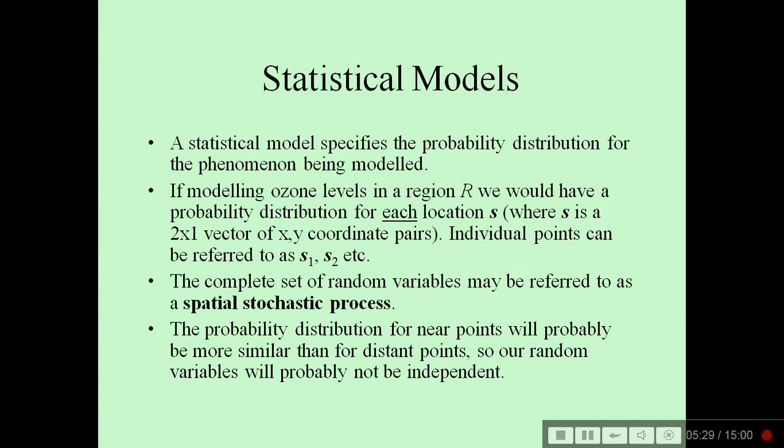A statistical model specifies the probability distribution for the phenomena being modeled. If modeling ozone levels in a region R, we would have a probability distribution for each location s, where s is a 2x1 vector of xy coordinate pairs. So individual points can be referred to as s1, s2 and so on. The complete set of random variables may be referred to as the spatial stochastic process. The probability distribution for near points will probably be more similar than for distant points, so our random variables will probably not be independent.